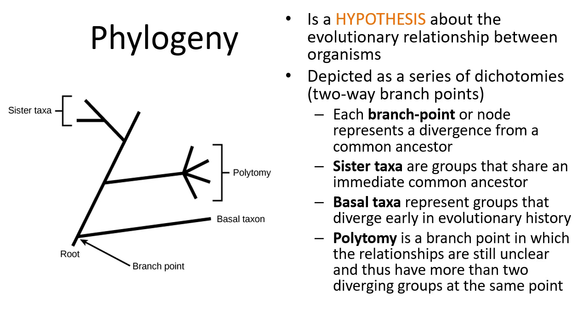And a polytomy then is a branch point where it's unclear. So here you have 4 different branches coming out of the same ancestor. Now, generally that's not considered to be very possible, very unlikely. It's more likely that the divergence between those 4 species does have a clear common ancestor, and they would be parsed out at different times. But we don't know, and so we represent it as a polytomy, an unknown branch point.